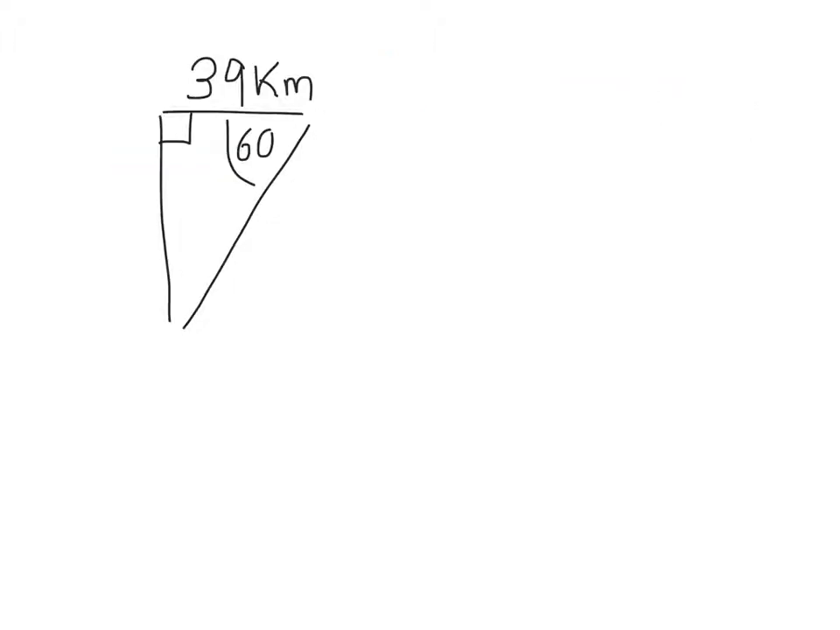So for this question, we want to find out this length here. So first things first, label my sides opposite, hypotenuse and adjacent. Then I need to figure out which ones I'm using or which ones I'm going to find. So I've got the adjacent I'm using and the hypotenuse I'm finding. Because I want to find the hypotenuse, I'm using the adjacent.